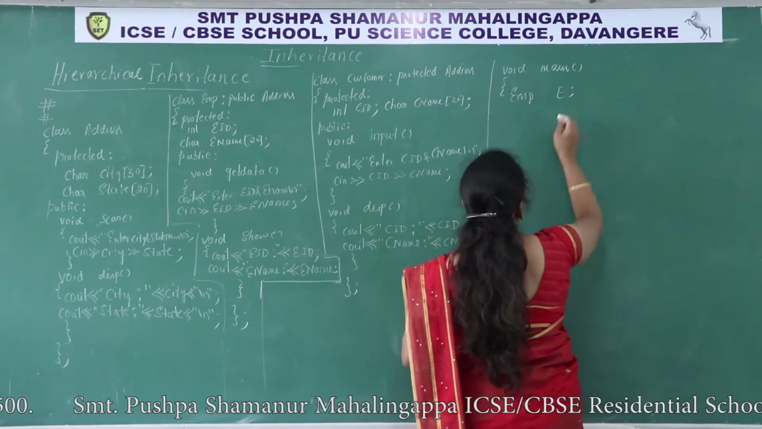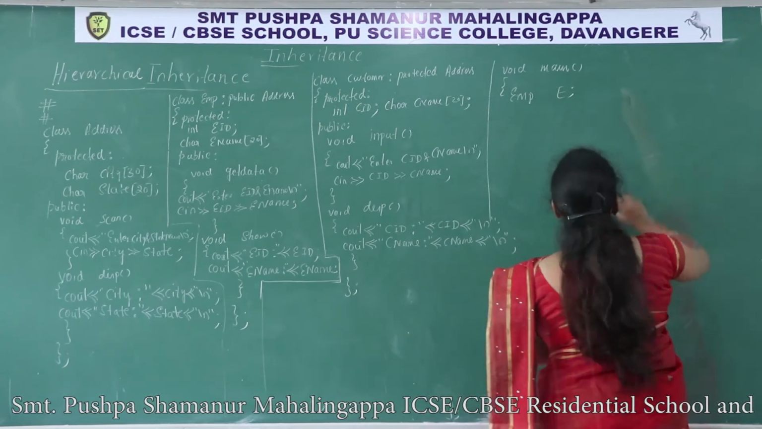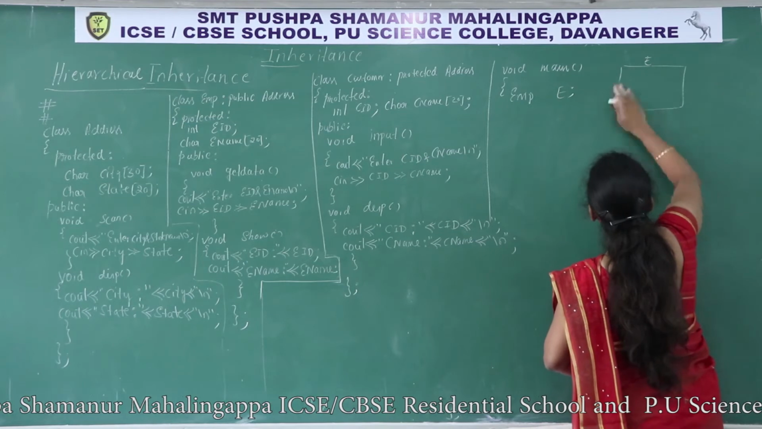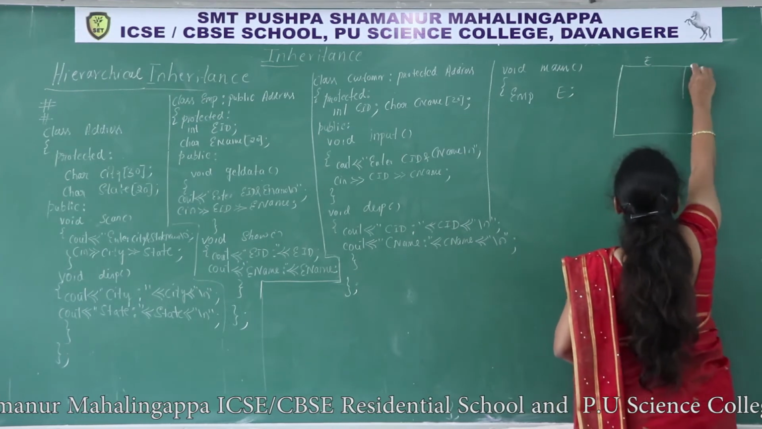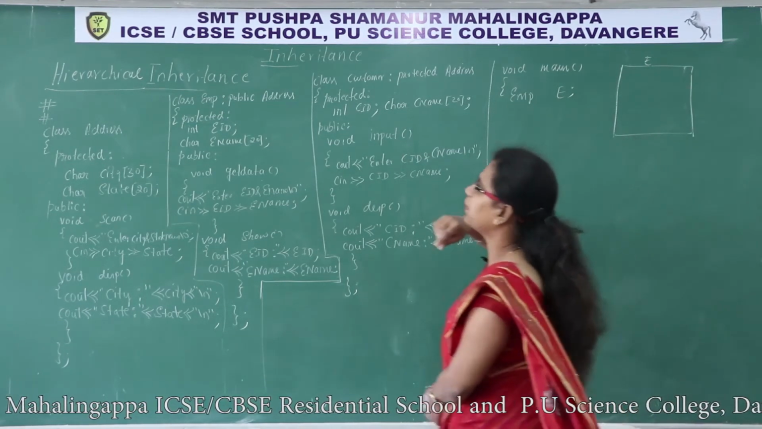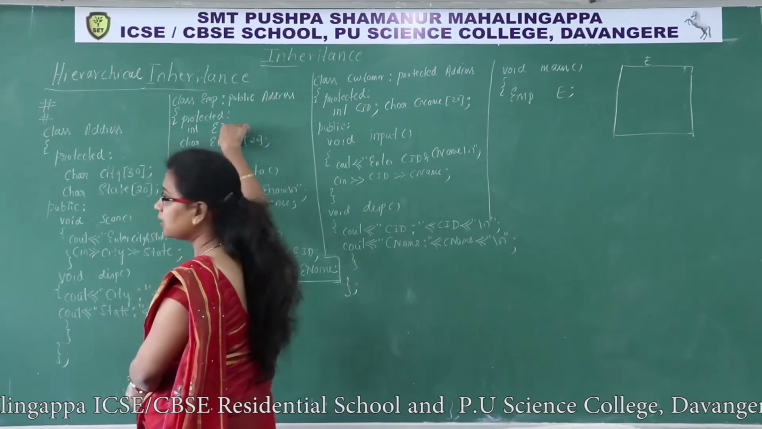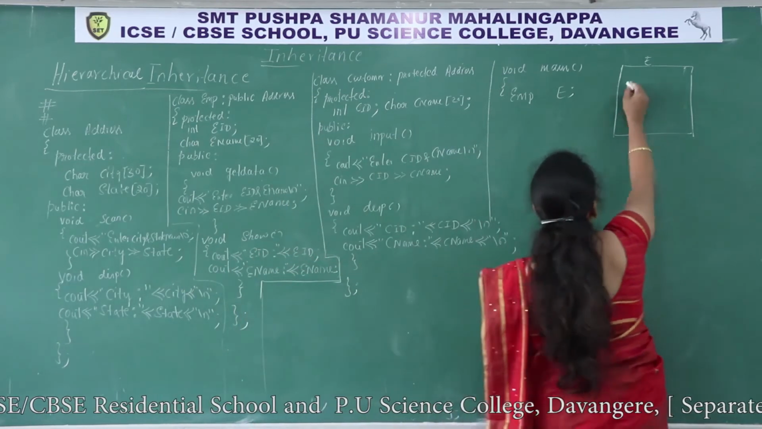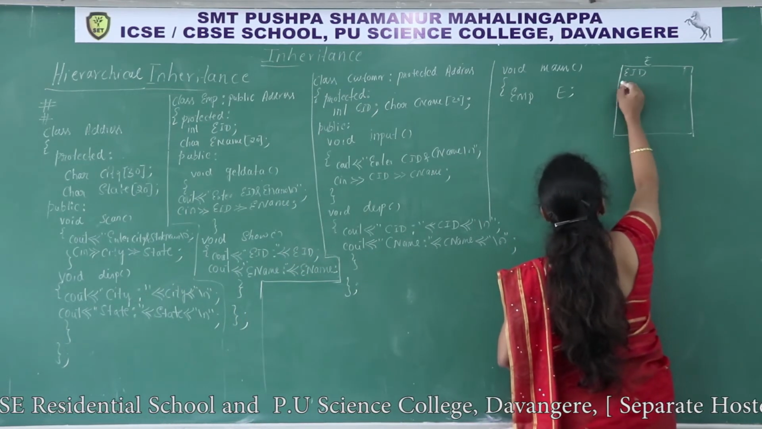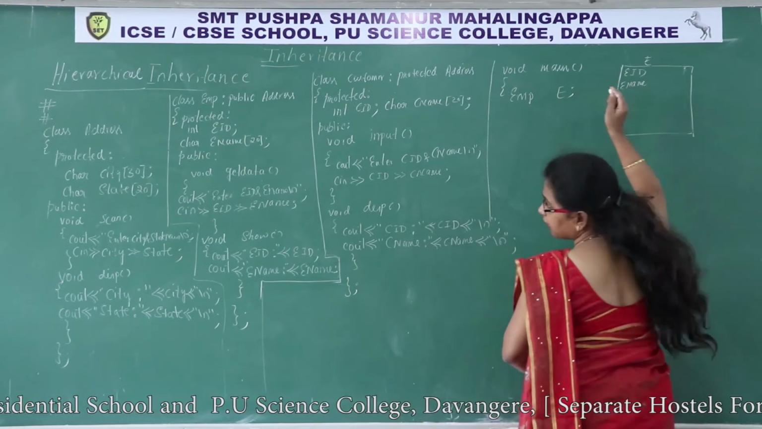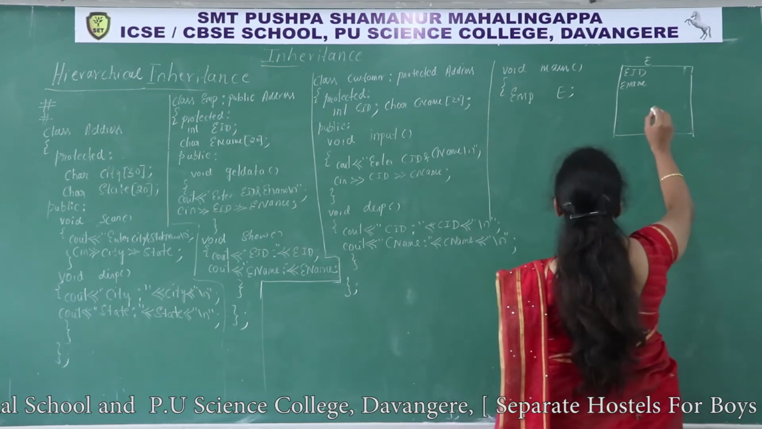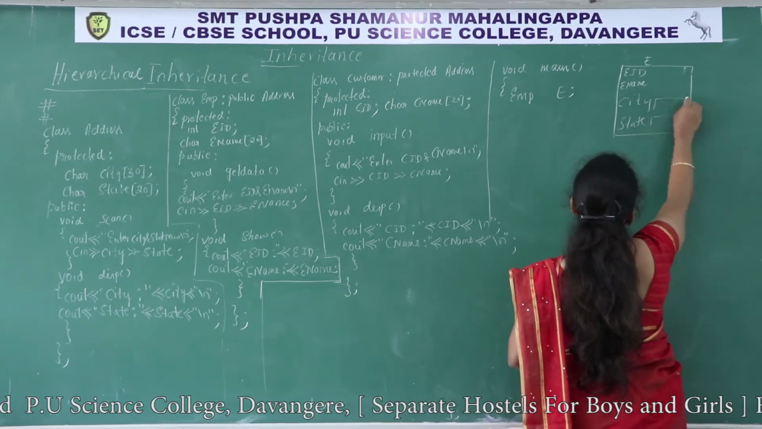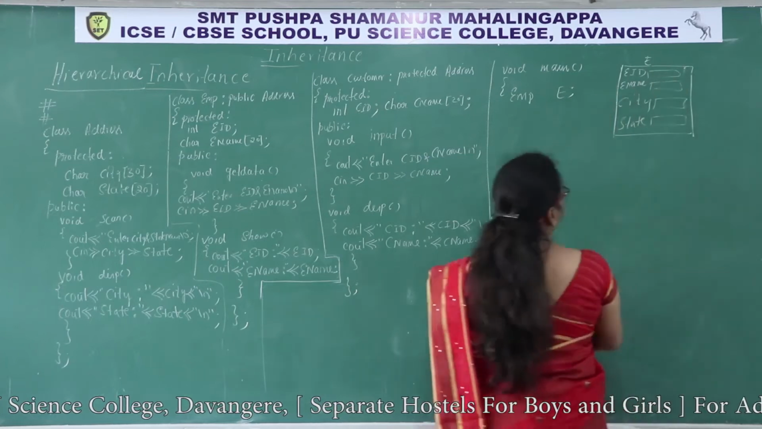E. So when you create object for E, what happens? There is a memory allocation for E. What are the data members of E? After inheritance, it contains 4 data members. 2 are its own class and 2 inherited members. Employee ID, employee name, and city, state. There is a memory allocation for these data members.